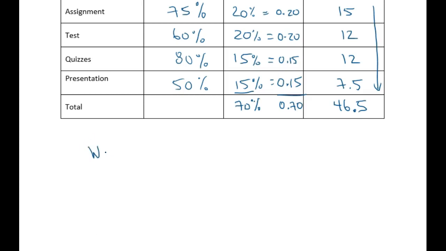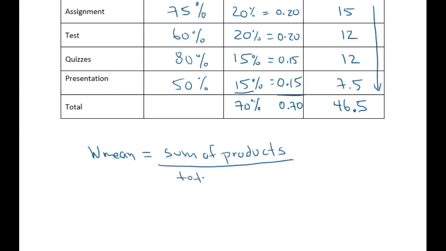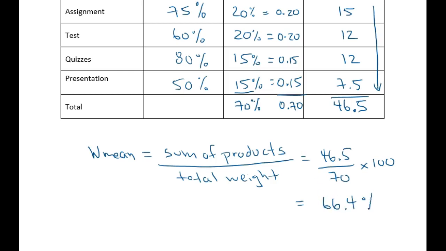So our weighted mean is the sum of products over the total weight. In this case, we're going to take our 46.5 divided by, and again, it doesn't matter which one you use as long as you recognize you have to put it in percentage form. If you divide by your 70%, you are going to have to multiply that by 100. Then you end up getting, as a percentage, your current percentage in your course as 66.4%.